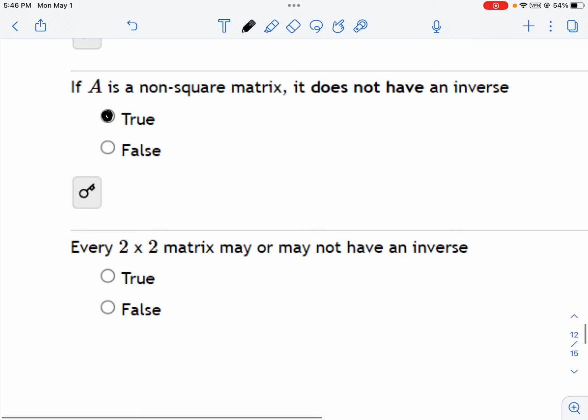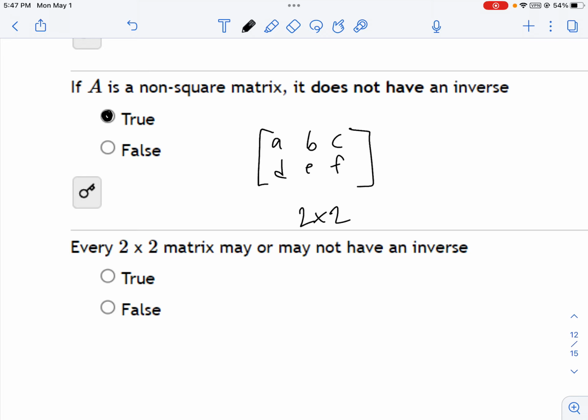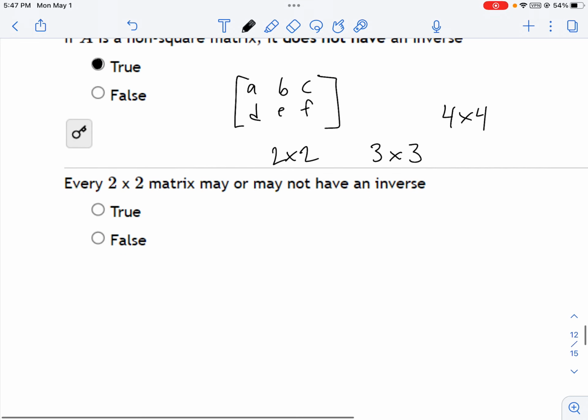Okay, and then if you have a non-square matrix, it does not have an inverse, also true. For non-square matrices, the determinant cannot be taken. So if you have, let's say, a 2 by 3, filled with random numbers a, b, c, d, e, f, we cannot take the determinant of a matrix like this. You can only take determinants of square matrices, meaning a 2 by 2, or a 3 by 3, or a 4 by 4, because the number of rows matches the number of columns. But if it's not square, there is no determinant, and thus there is no inverse for those particular matrices.